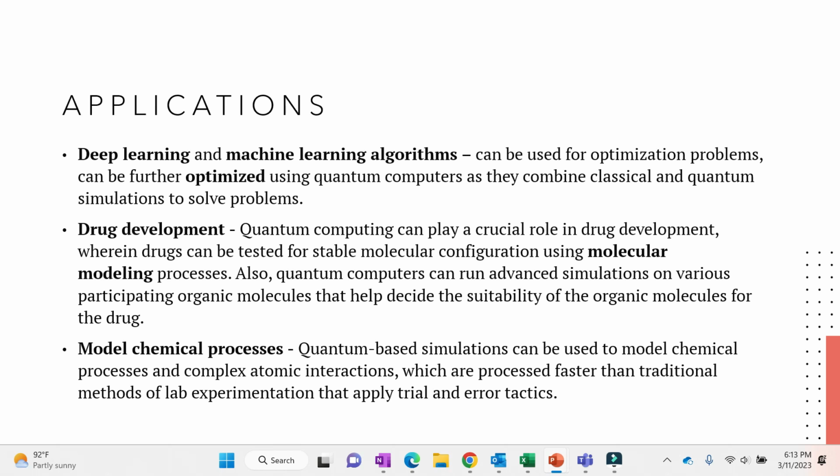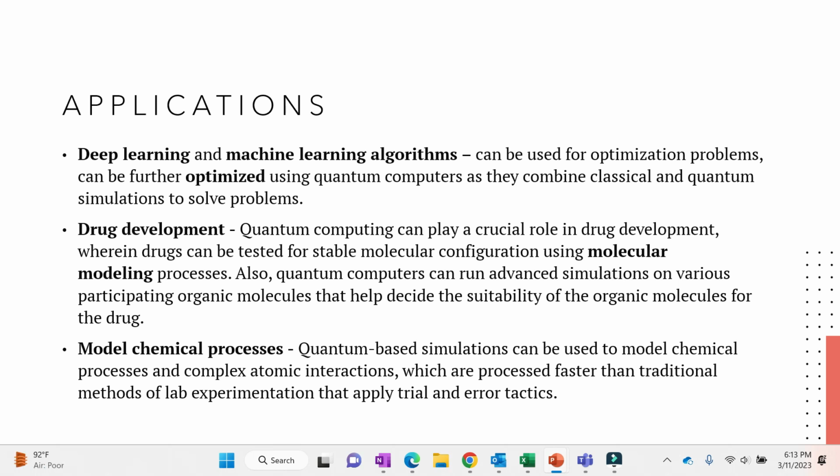Now the other important thing is, what are the applications of quantum computing? The first application of quantum computing is in the field of deep learning and machine learning. These kinds of algorithms that we use today for deep learning and machine learning can be optimized by using quantum computing, because they combine classical and quantum simulations to solve problems. They are better suited to solve complex problems, so they can be used to optimize deep learning and machine learning algorithms. Another usage can be drug development.